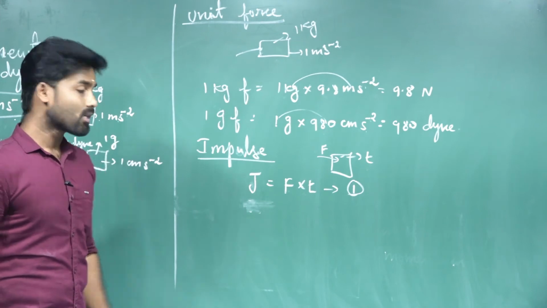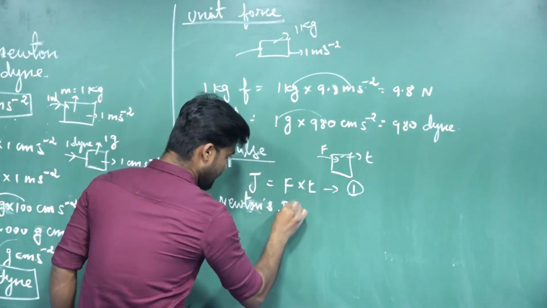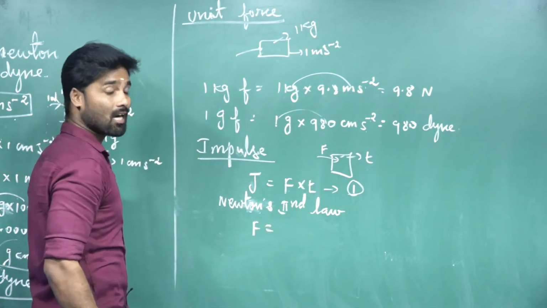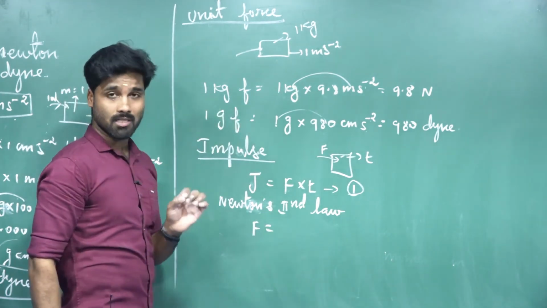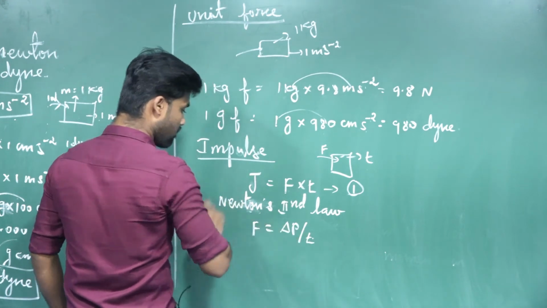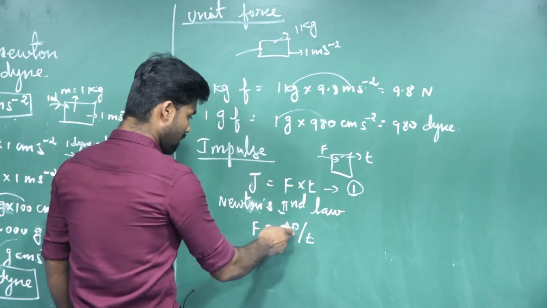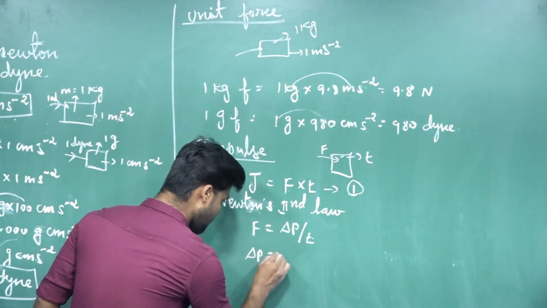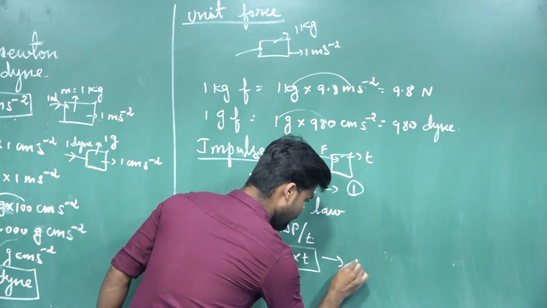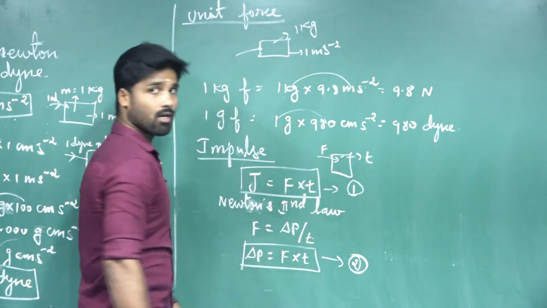Now, using Newton's second law of motion, F equals the rate of change of momentum. Which symbol denotes the change in momentum? Del P. So F equals del P divided by T. T means rate. The rate of change of momentum is directly proportional to the applied unbalanced force. So del P, the change in momentum, equals force into time. Let us call this equation number 2, and the earlier one equation number 1.